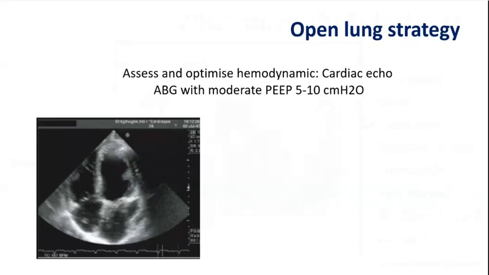assess and optimize the hemodynamic. For example, using a cardiac echo, we can see if the hypoxemia is due to a hemodynamic problem or mainly due to a lung problem. And because we have in mind that maybe we are going to perform a recruitment maneuver, it's good to know how the hemodynamic is at the beginning.